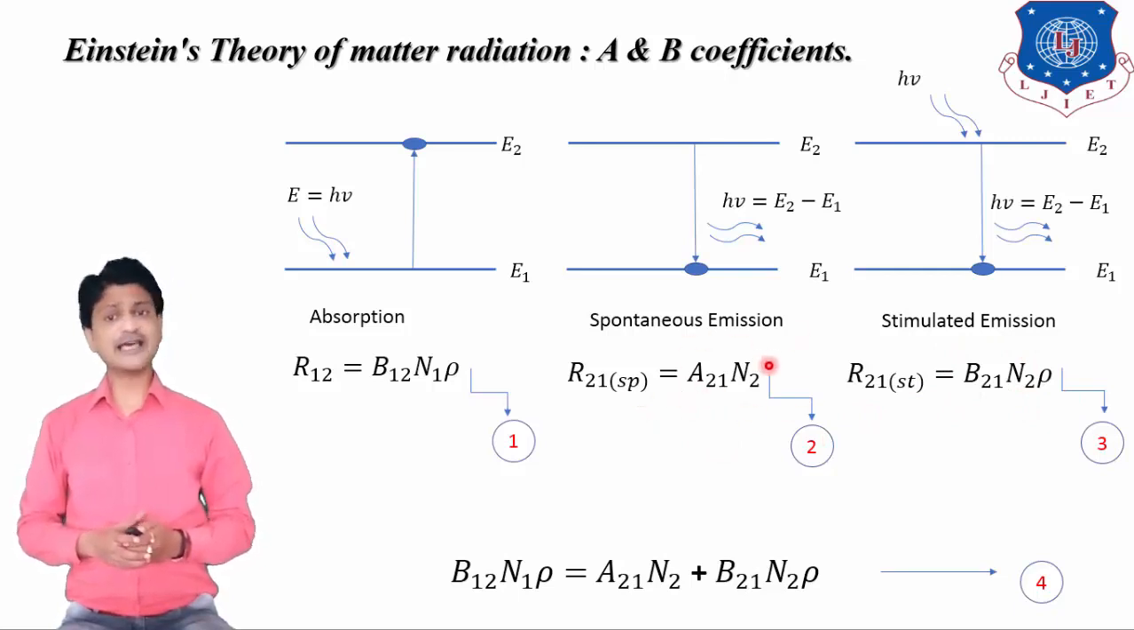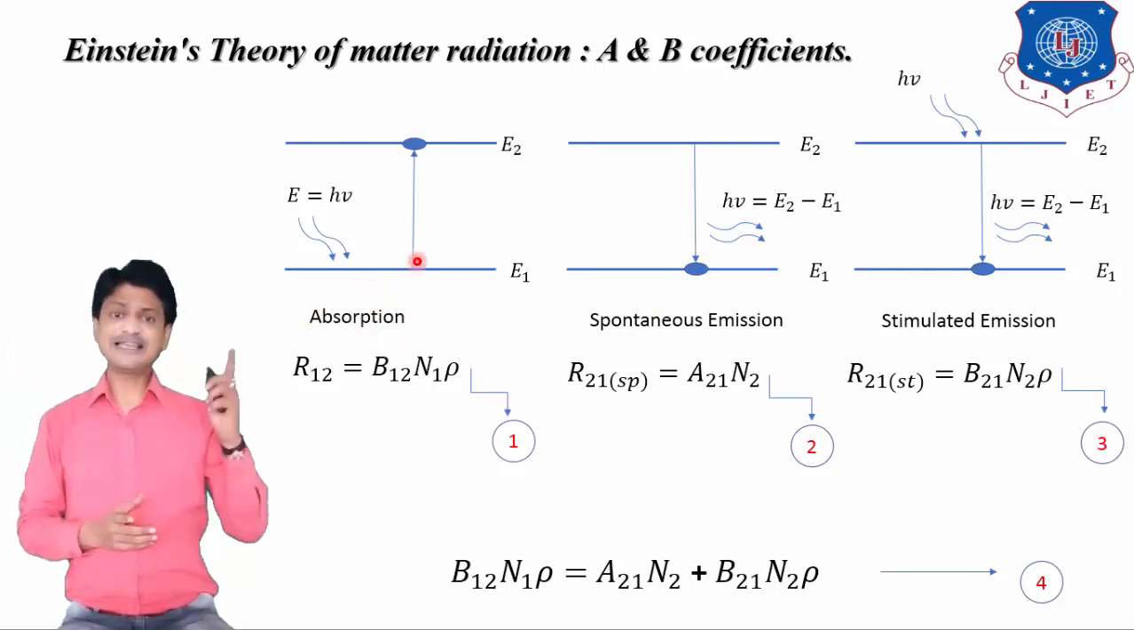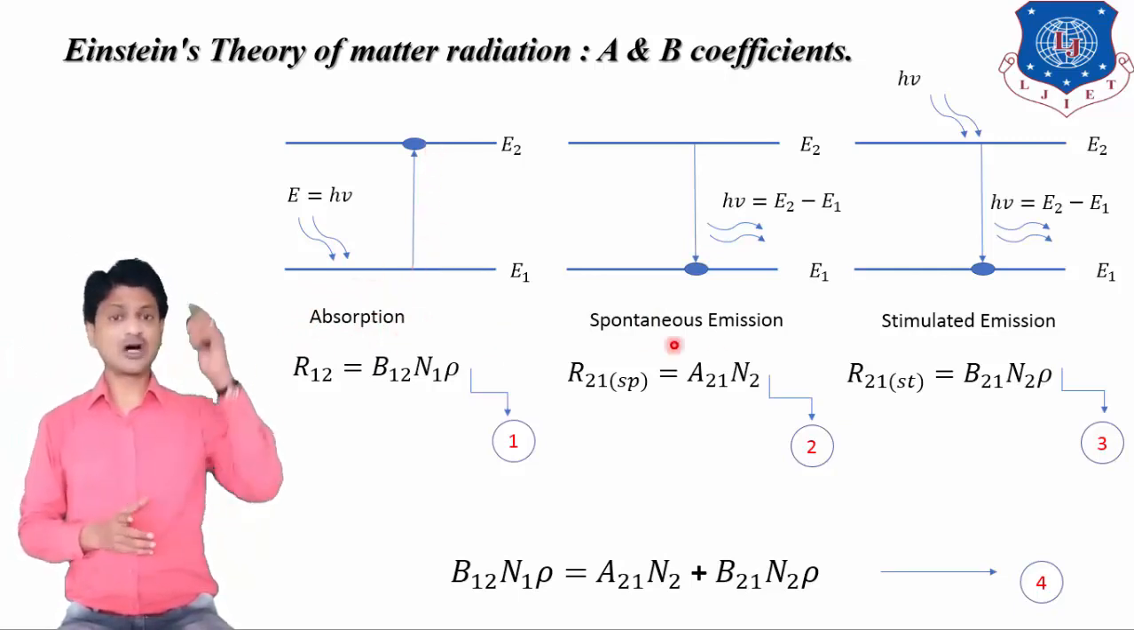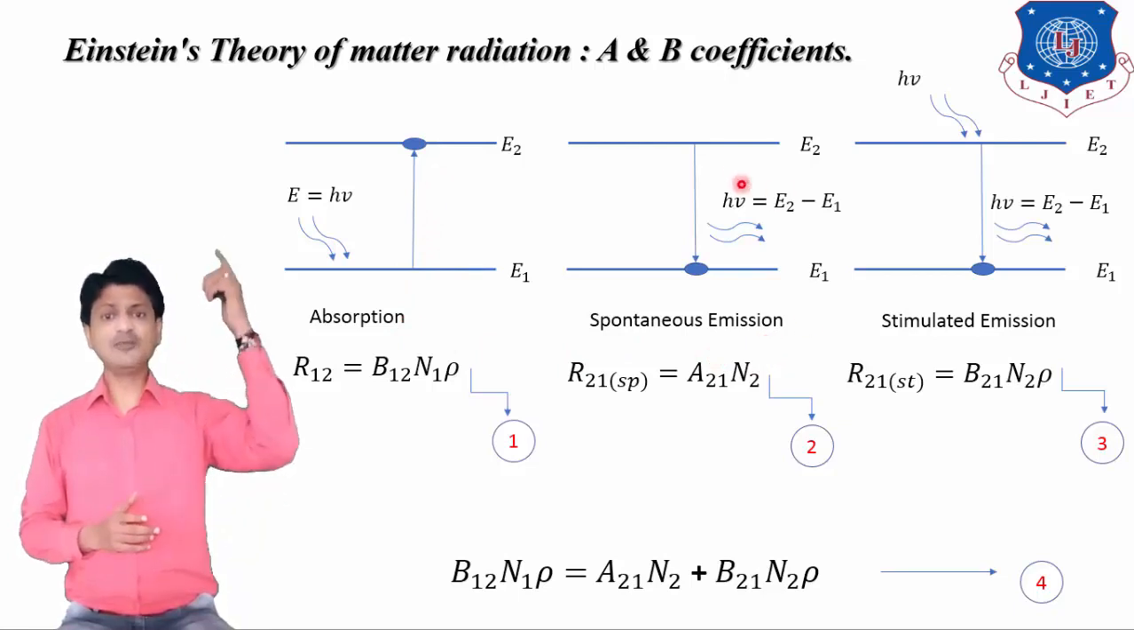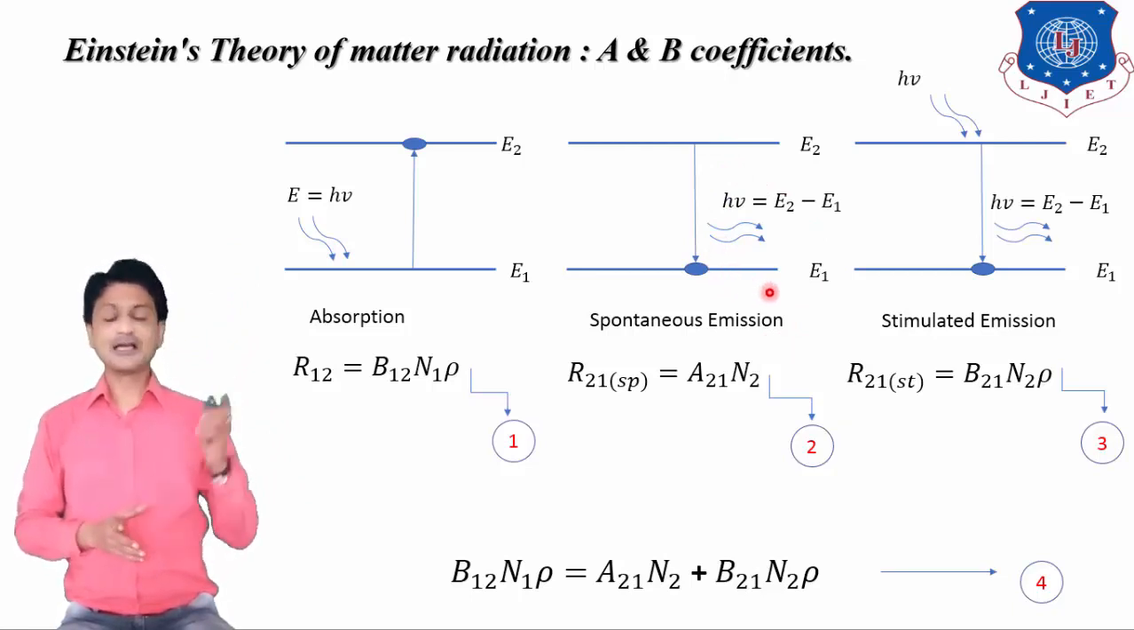Here we know that the absorption process is an upward transition, but the emission process is a downward transition, because in case of absorption, the atoms come to the higher energy level from the lower energy level, whereas in case of emission, the atoms come into the lower energy level from the higher energy level. So we can say that absorption is related to upward transitions and emission is related to downward transitions.